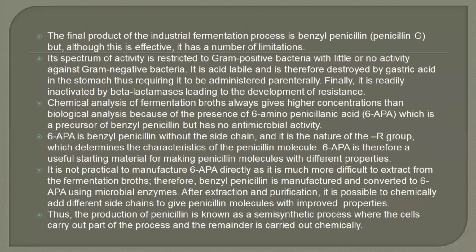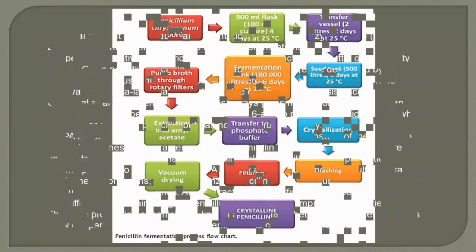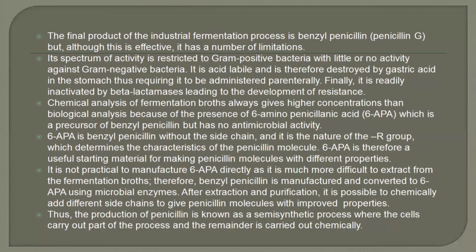Now, to the filtrate, phosphate buffer is added to raise the pH to 6.5, and penicillin is extracted into water by a countercurrent extractor. The process of acidification and extraction is repeated, and finally water-soluble penicillin is extracted in the form of a potassium salt, by reacting with potassium hydrogen. The salt is precipitated, washed, filtered, and dried to get 99.5% pure penicillin. The final product of industrial fermentation is benzyl penicillin, which is penicillin G.